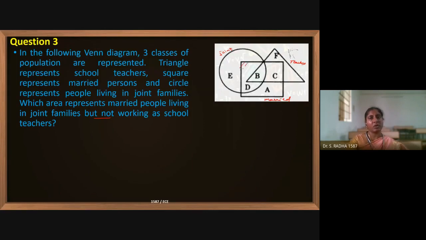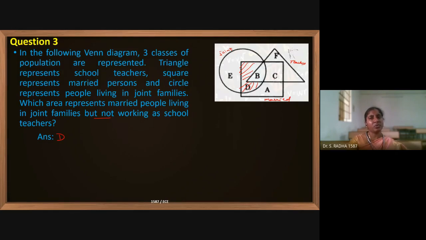My answer is option D. All this region comes under the given condition. Answer is option D. Okay, E means only joint families. They are not discussing any married. School going children in joint families also may come in E. And A means married people, but they don't belong to joint families. They are smaller families. And B represents all the 3: joint family, school teacher, and married.